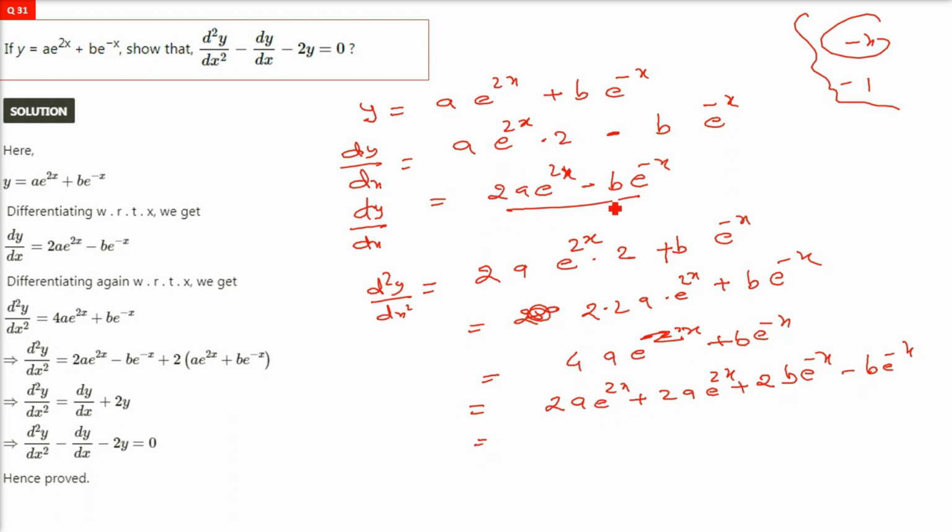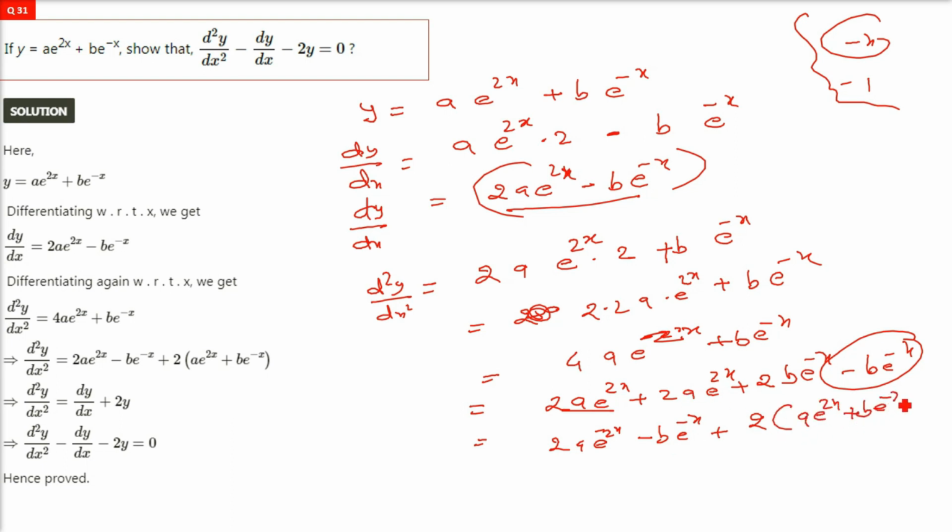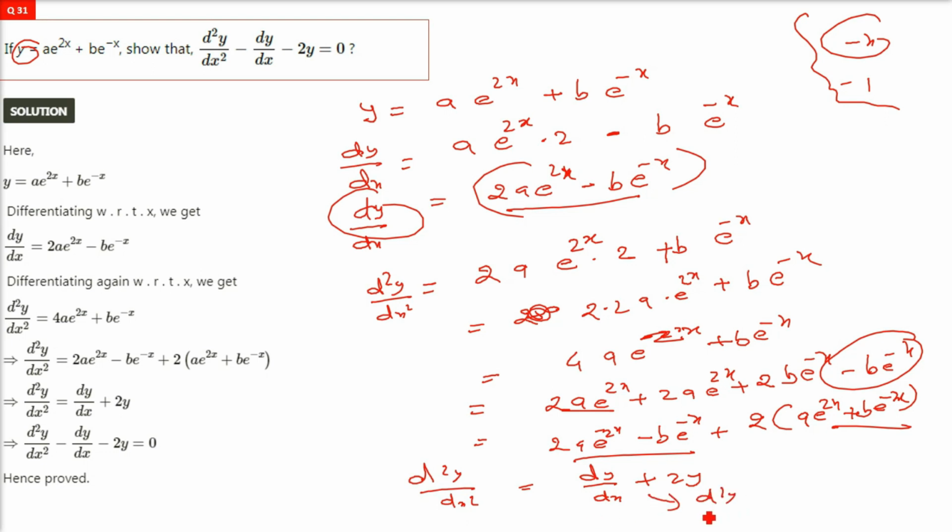Alright. So this one, the first term and the fourth term, we will write together, and this will be, I am taking 2 common here, a e raised 2x plus b e raised minus x. Now this is dy by dx only, write dy by dx here. This is what? The original y. So 2y. So d2y by dx2 is equal to dy by dx plus 2y. So you get d2y by dx2.